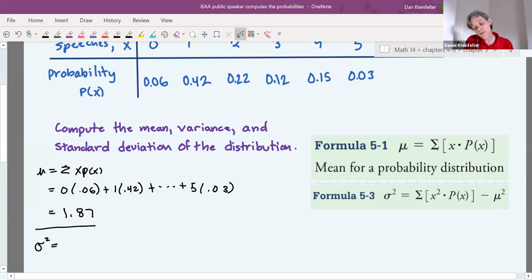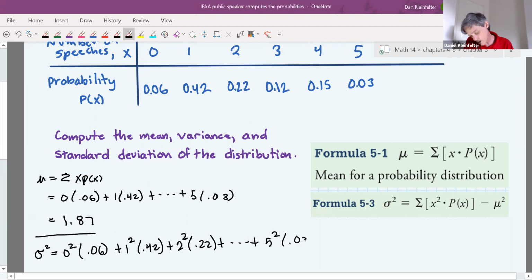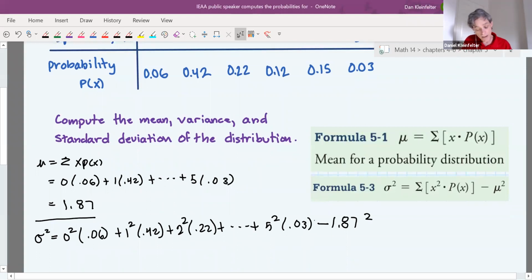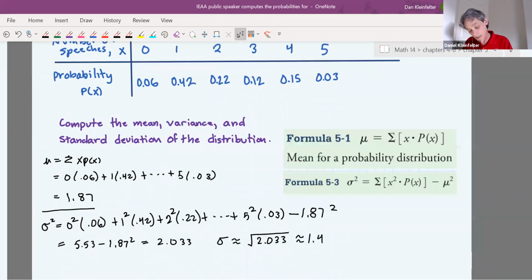So for the variance, we take each x squared times the corresponding probability. And this takes a little time. Okay, so there's each x squared times the corresponding probability. And then we will subtract 1.87 squared from that. Okay, so once more, calculate. All right, so going through all the calculations, this is what we get.